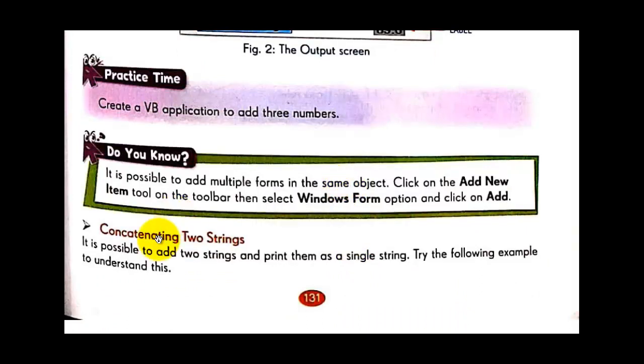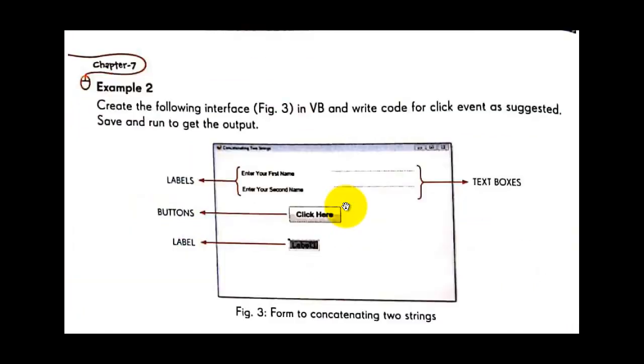Now the next topic is concatenating 2 strings. Concatenating means what? Concatenating means combining, joining, merging 2 strings into one. Okay, it is possible to add 2 strings and print them as a single string. It is possible to add, meaning to combine or to join 2 strings and print them as a single string. Try the following example to understand this. Now let's see the example here.